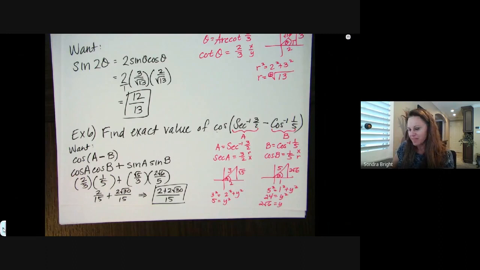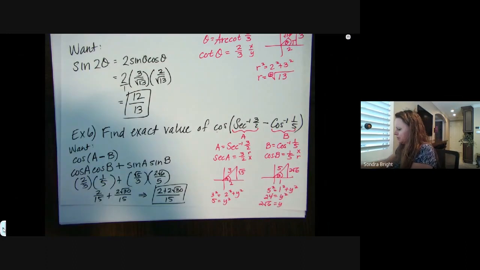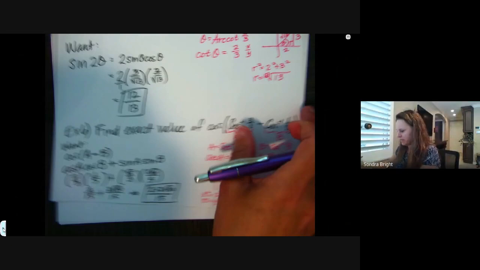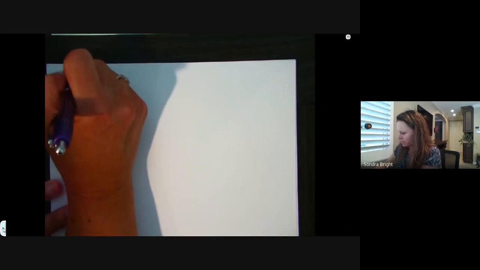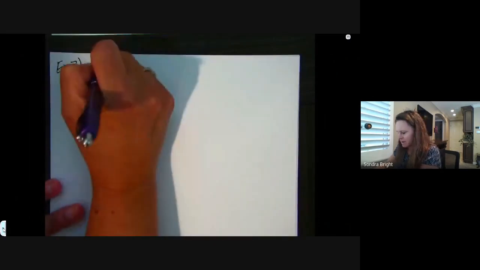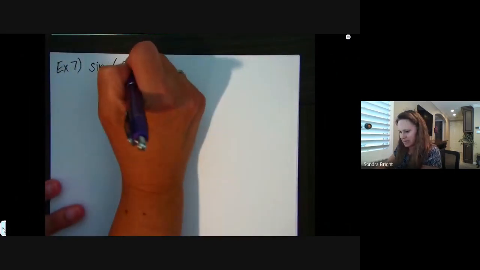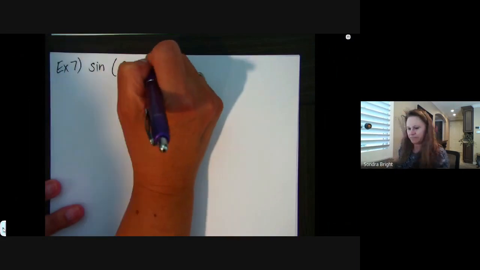Okay, let's do one more. I know it's making a little bit of a longer lesson, but I'd rather you see a bunch of examples rather than completely struggle with the homework. How about sine of inverse cosecant of -5?